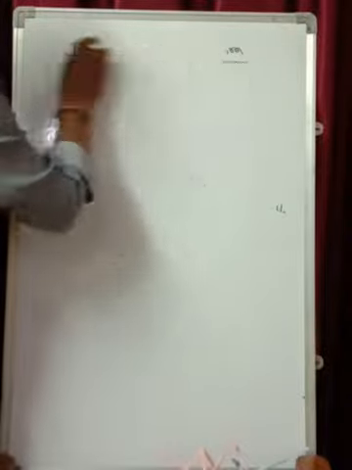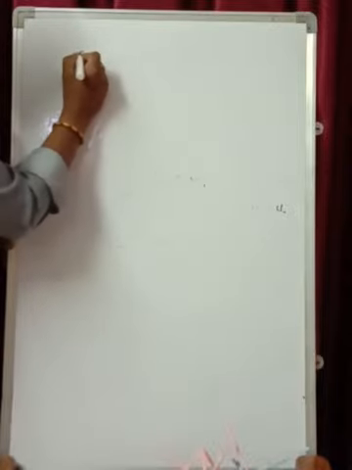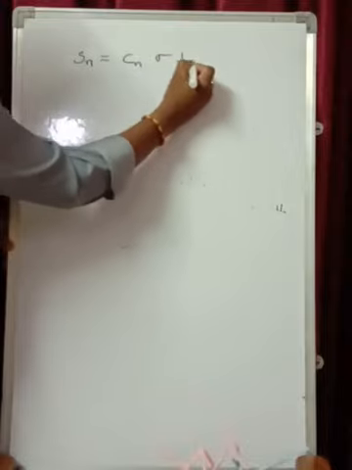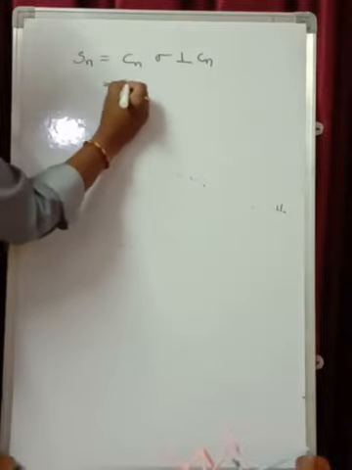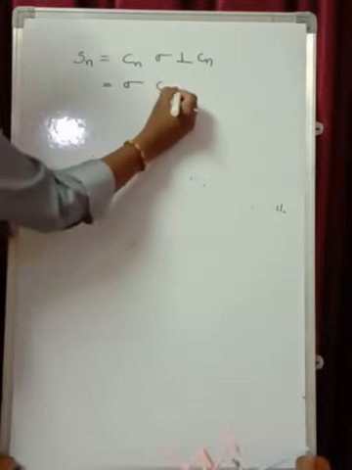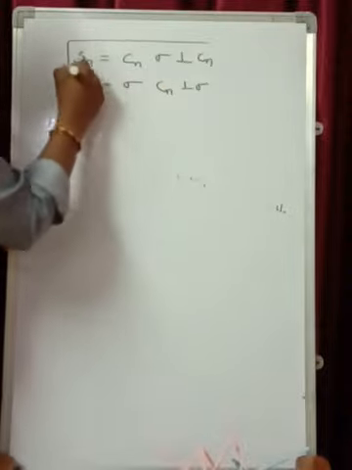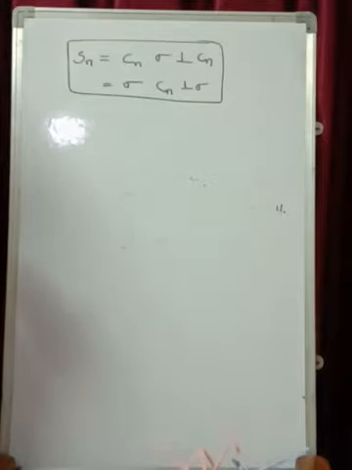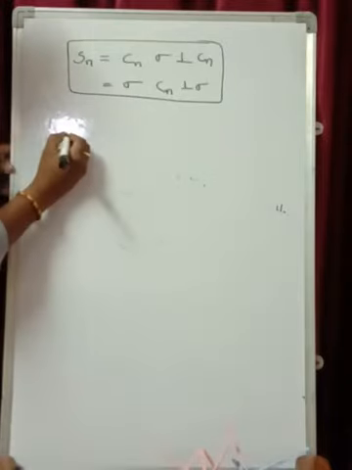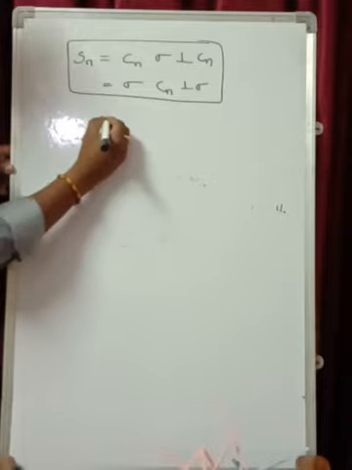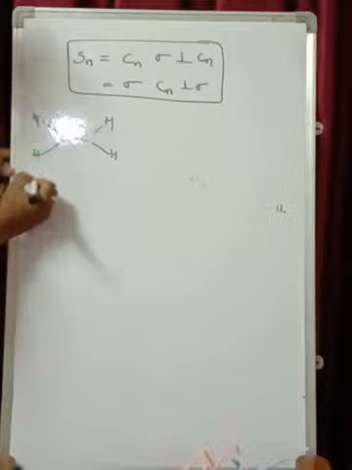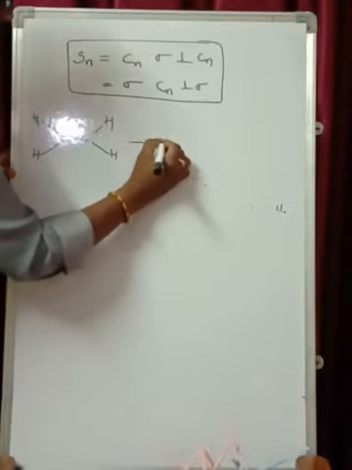So in general, Sn is always given as Cn followed by sigma perpendicular to Cn, or sigma followed by Cn perpendicular to sigma. So either of these can be represented. In either of these two ways you can represent the Sn. So let us take the example of the ethylene molecule.